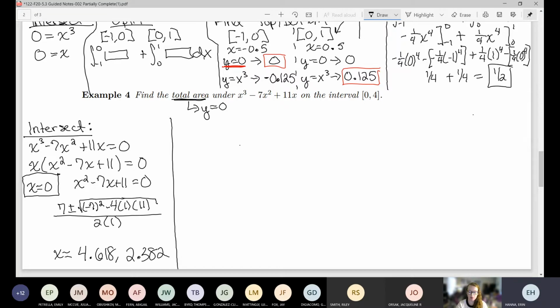So at this point, we'd want to split up our interval. Our interval that we're given is 0 to 4. So the three numbers that we found when we set these two equations equal to each other were 0, 2.382, and 4.618.